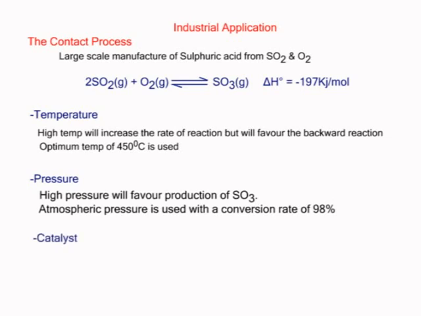Finally, the catalyst used is vanadium 5 oxide. Vanadium 5 oxide is used as a catalyst to speed up the process. Remember, the catalyst does not affect the state of equilibrium, it only speeds up the attainment of that equilibrium.